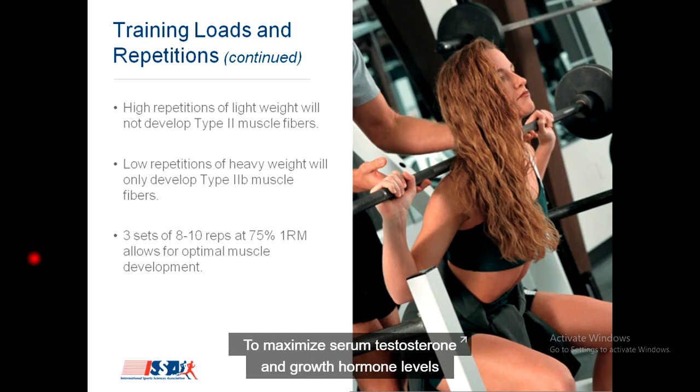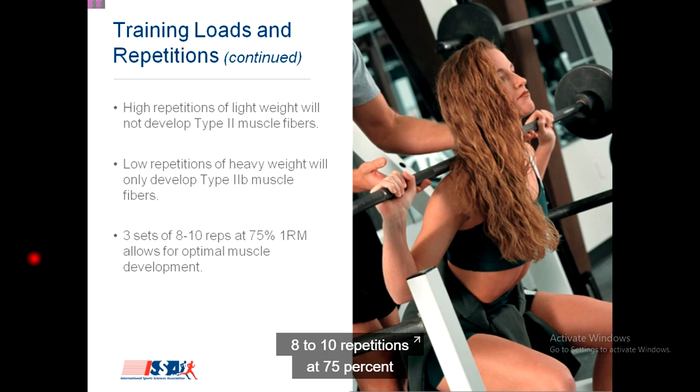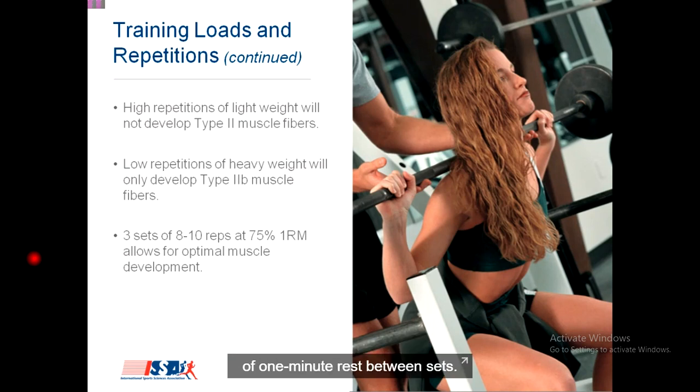To maximize serum testosterone and growth hormone levels and allow for successful recovery, adaptation, and muscular growth, here's the formula: 8 to 10 repetitions at 75% of 1 rep max for 3 sets, with a maximum of 1 minute rest between sets.